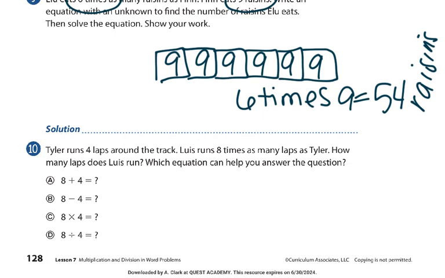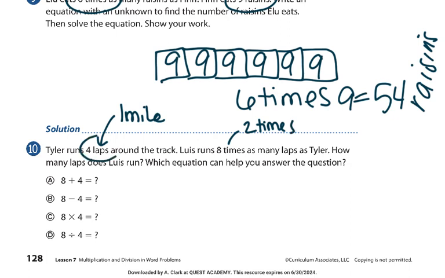Let's do number 10. Ready. Tyler runs 4 laps around the track. Lewis runs 8 times as many laps as Tyler. How many laps does Lewis run? Which equation can help you answer the question? Well, here's a fun fact. 4 times around the track is about a mile. So this guy's running about 2 miles. Good job. All right, ready.